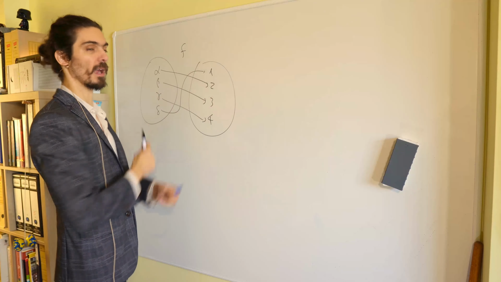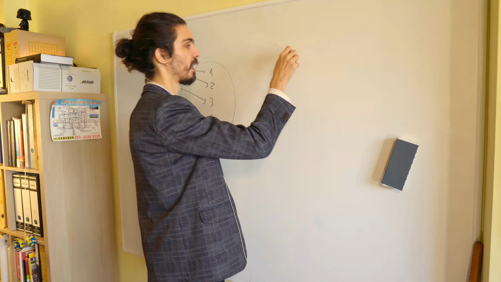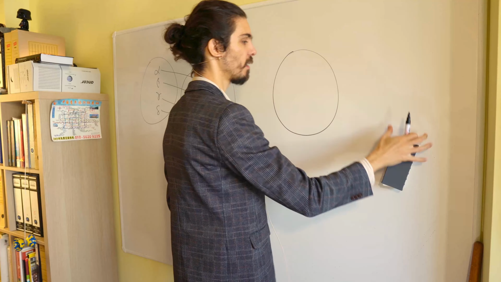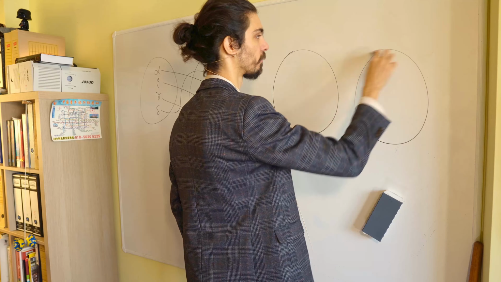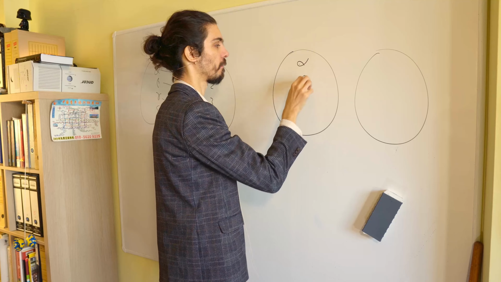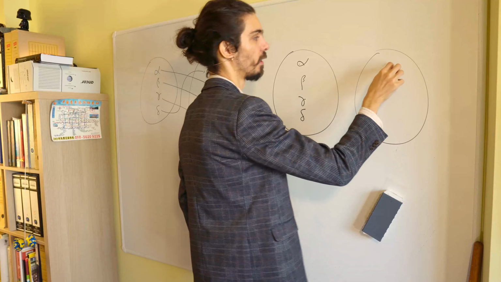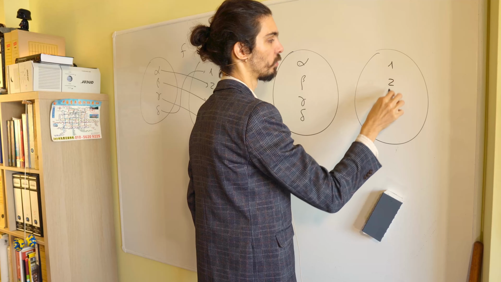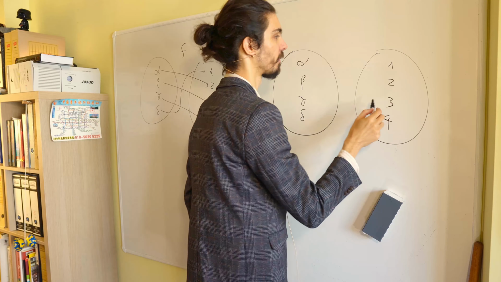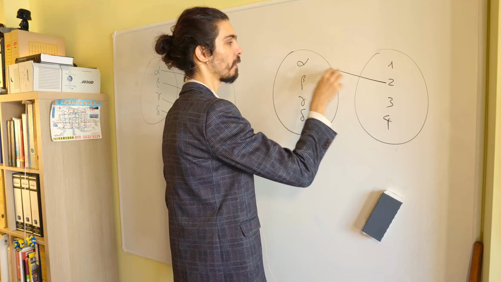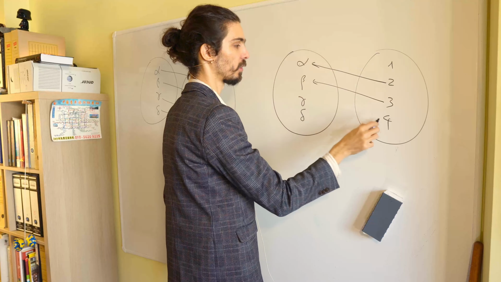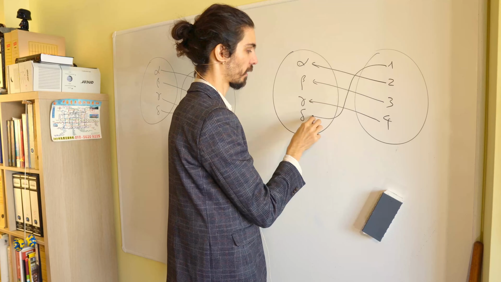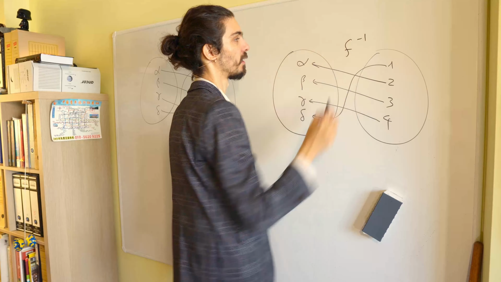Now, by flipping the arrows, what we got was the inverse function, with alpha, beta, gamma, and delta as the range and domain 1, 2, 3, and 4. And the assignment, well, you just reverse the arrows, like this, and this is f minus 1.